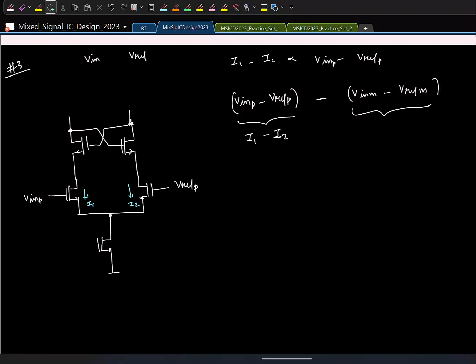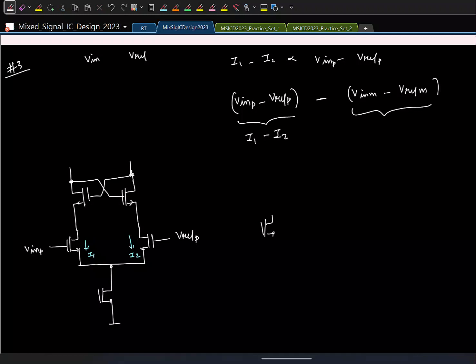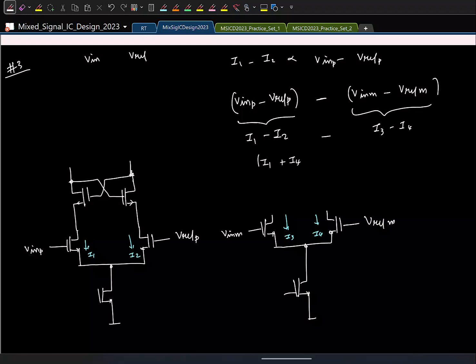If you take another differential pair like this, I apply V in minus and Vref minus. Let's say the currents here are I3 and I4. So we'll have I3 minus I4 proportional to these voltages. Now basically you want to subtract these two. So which means it is basically I1 plus I4 minus I2 plus I3, right?